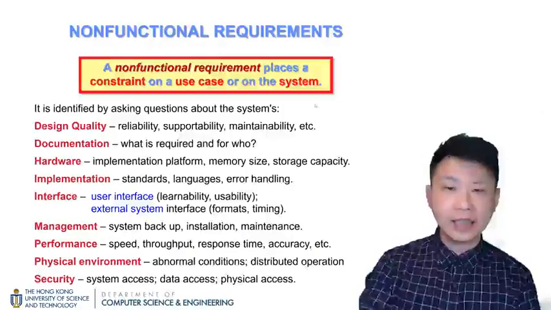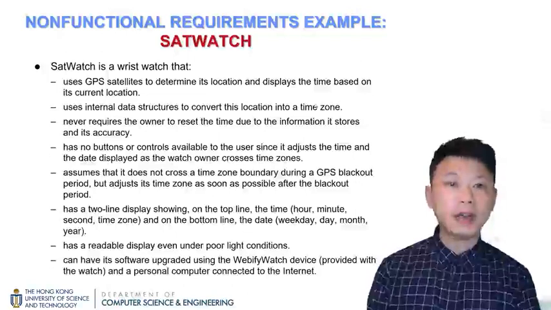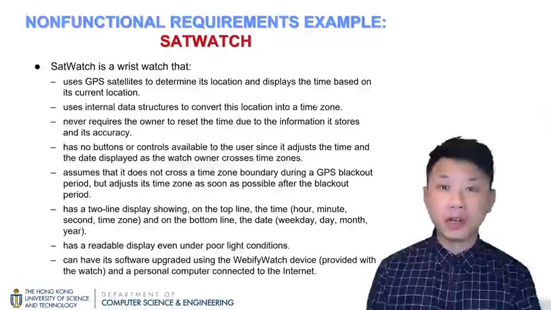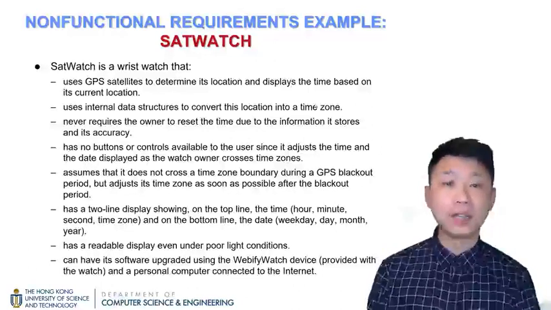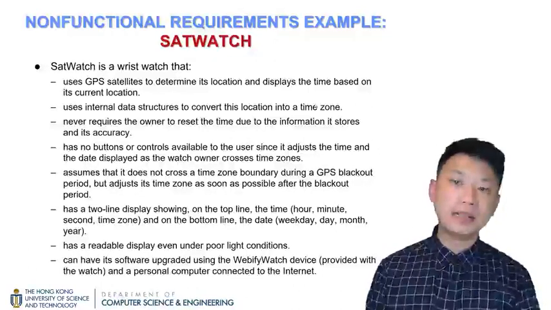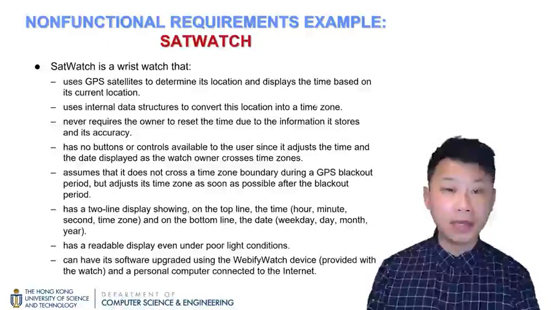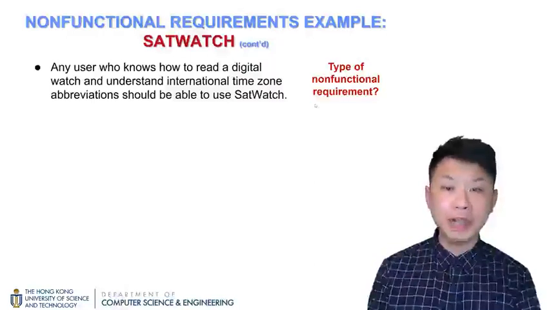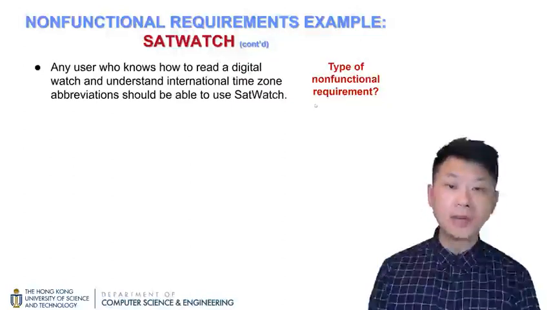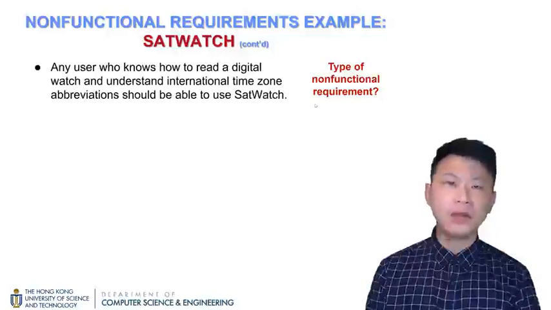Now let's take a look at this example. In this example, we try to specify the non-functional requirements for SatWatch, a satellite watch. And this is the prompt statement for SatWatch. So now let's study the statement line by line and try to identify all the non-functional requirements. In the first statement, we say that any user who knows how to read a digital watch and understand international time zone abbreviations should be able to use SatWatch. So what type of non-functional requirement is it?